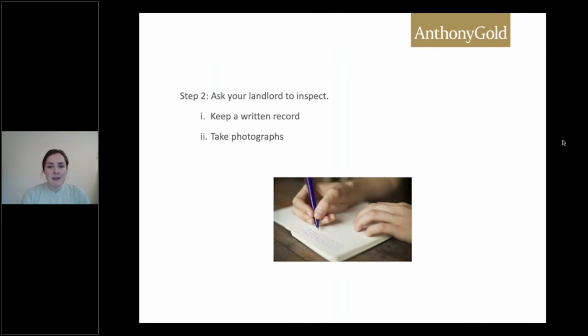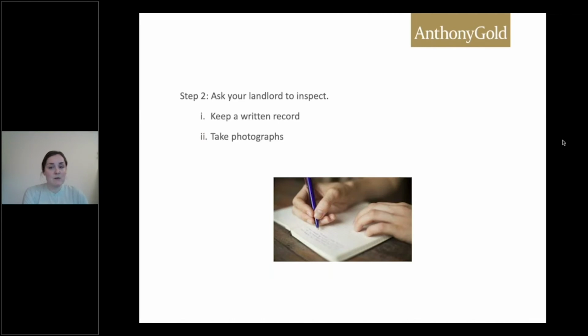For some issues, it might not be straightforward for your landlord to come in and do a repair, and in those situations, it might be best to ask your landlord to come and inspect the property and to assess the issue themselves. If you are asking your landlord to carry out an inspection, it's always good to keep a written record of when the inspection takes place, of who has come to carry out the inspection, and of any comments that they make while they're looking at your property.